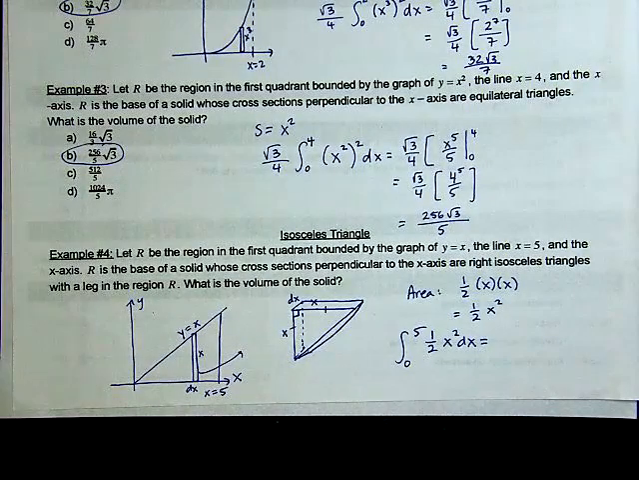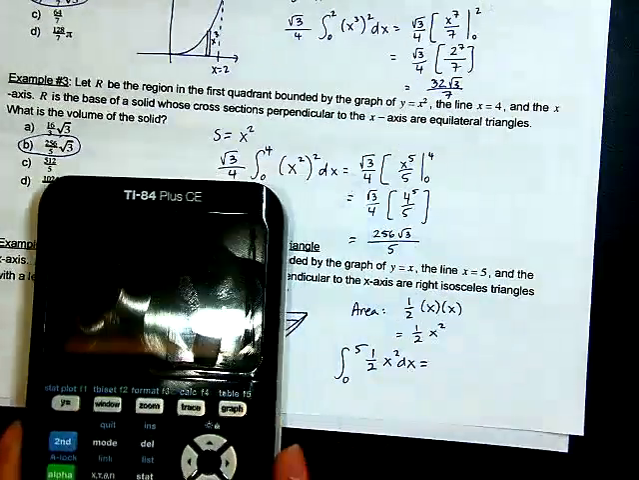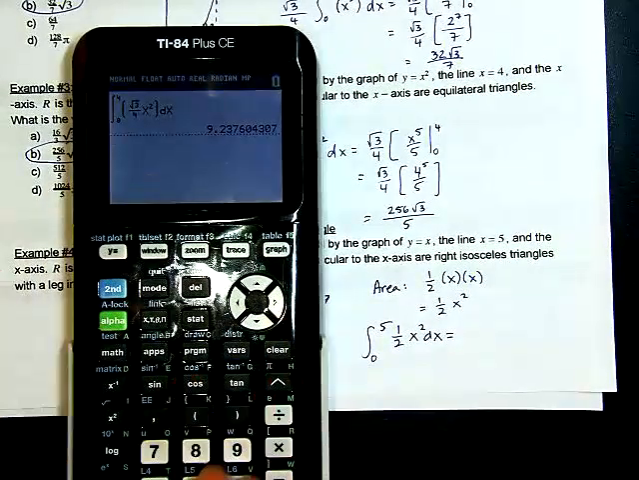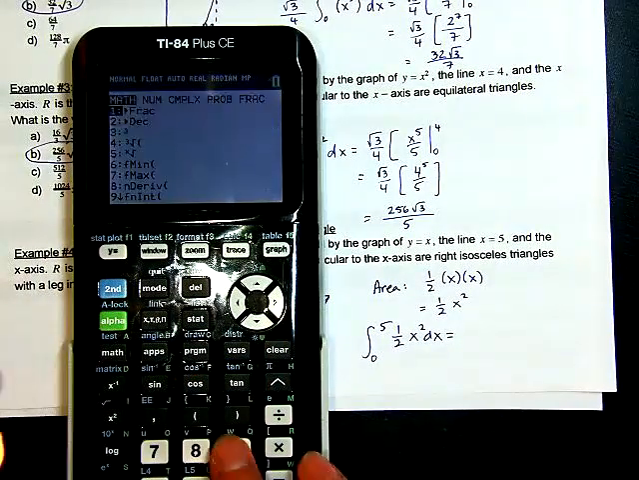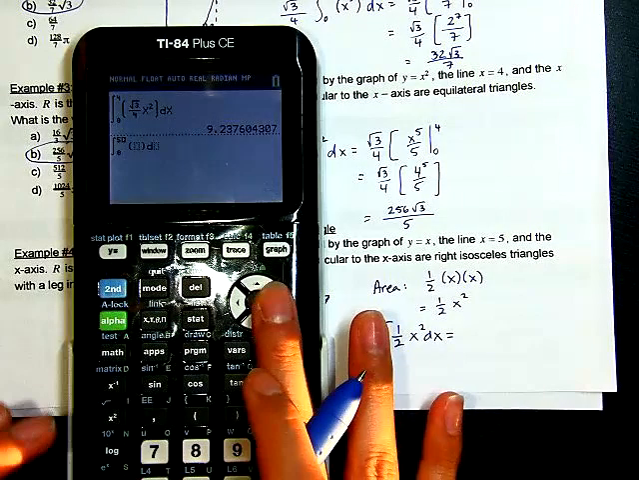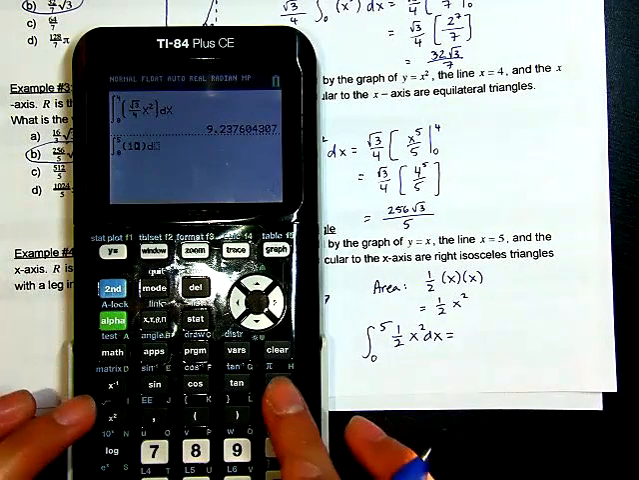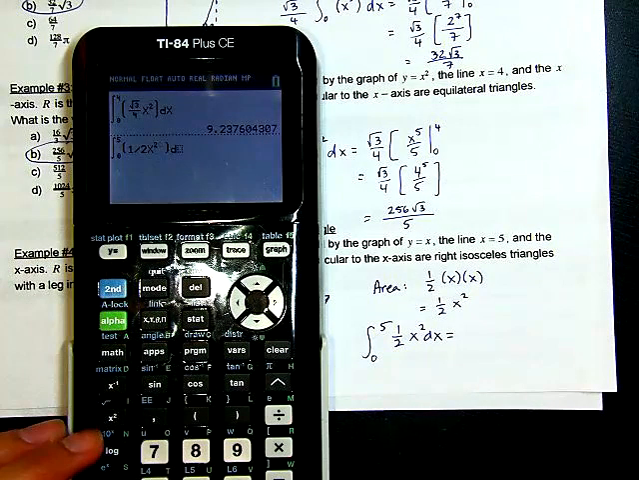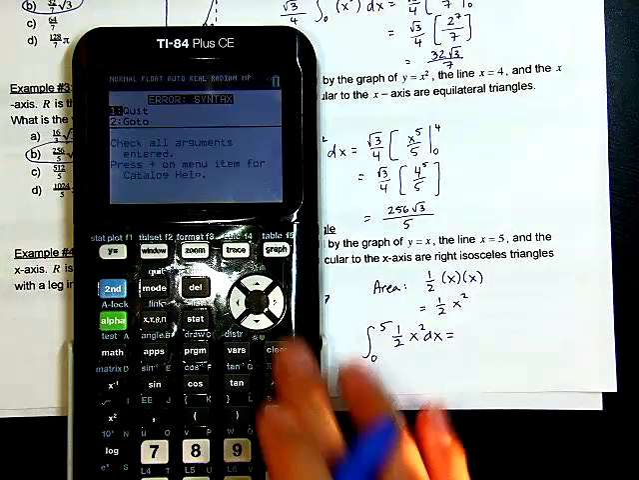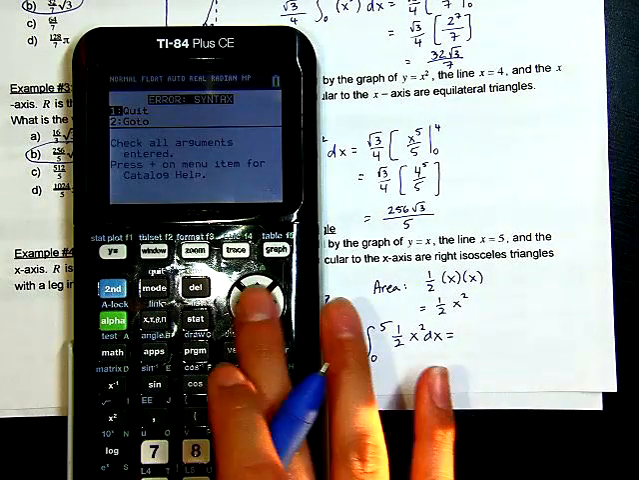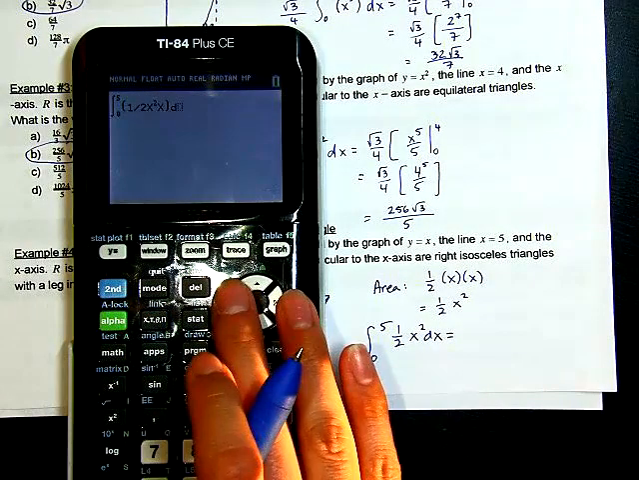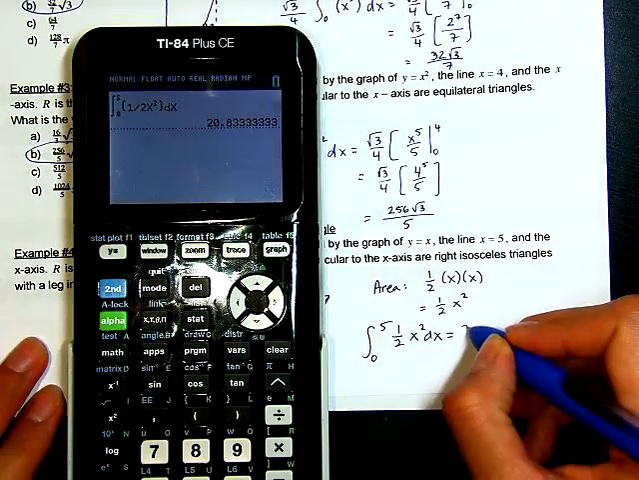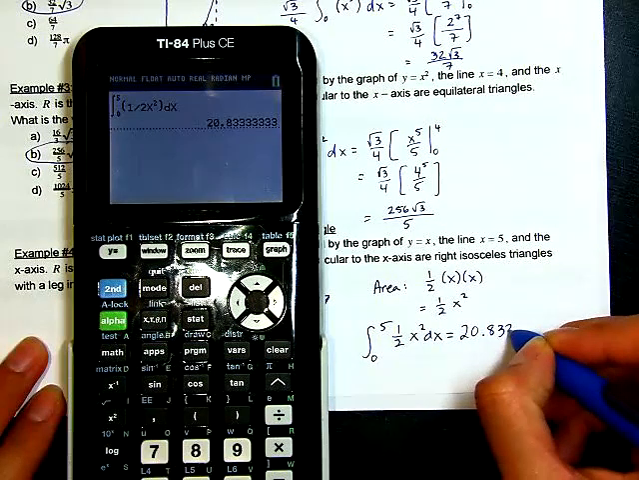And so you can grab your calculator. Grab your calculator, math 9, 0 to 5, 1/2 x to the 2nd power dx. And you would get 20.833.